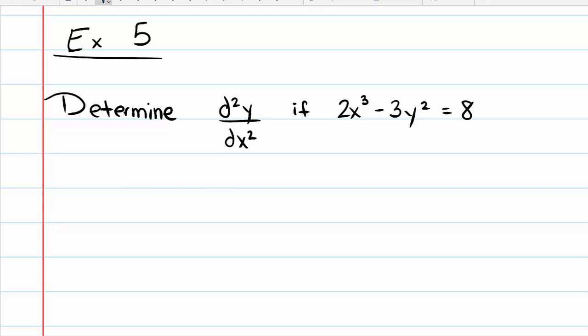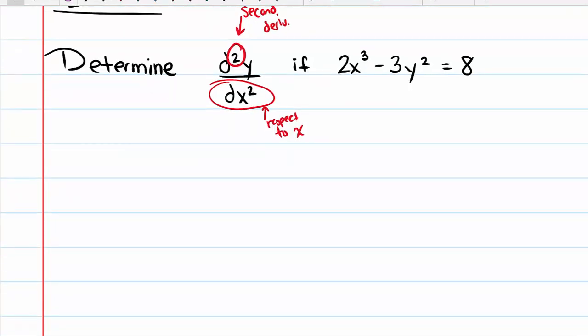Alright, so today we're going to talk about taking the second derivative of an equation. We already know how to take the derivative implicitly once, so all we're going to do is do it again. Right here it says d squared y, which stands for the second derivative, and this tells us with respect to x. We'll get into exactly where those 2's come from and how we're going to get them. Alright, so here we go.